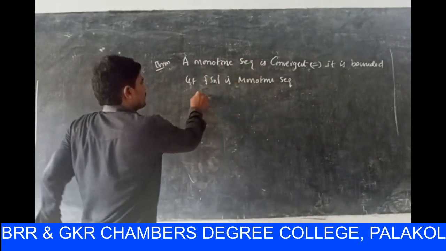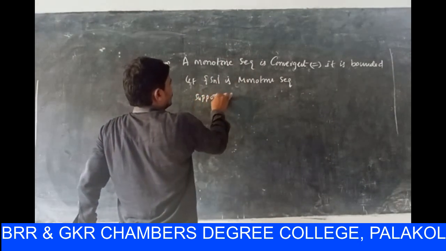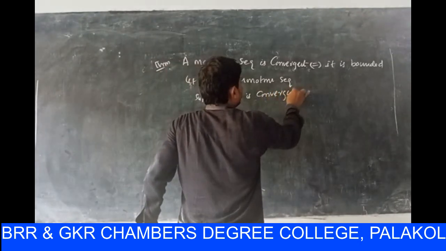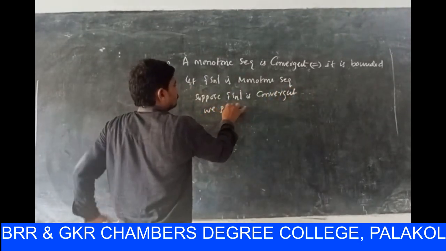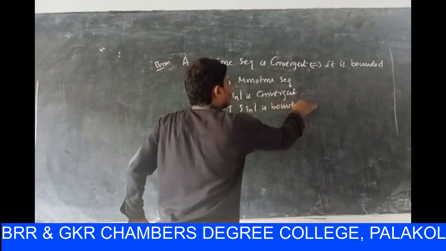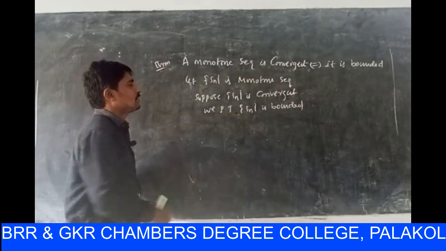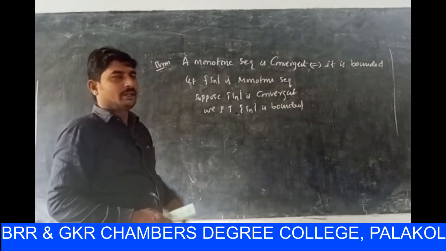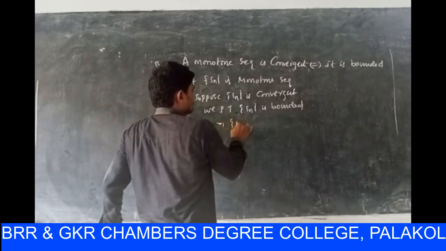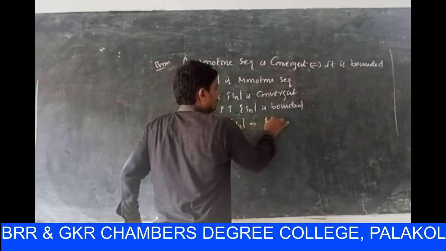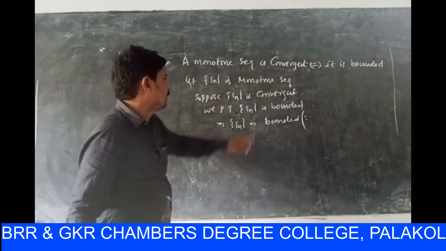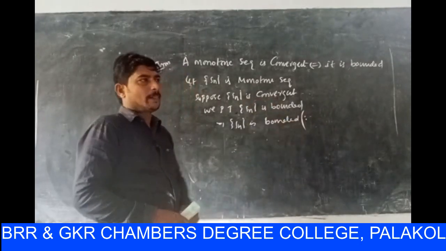I am supposing the sequence Sn is convergent. If it is convergent, we prove that the sequence Sn is bounded. Since the sequence Sn is convergent, and we know that every convergent sequence is bounded, that implies the sequence Sn is bounded. Because we can write one theorem statement here: every convergent sequence is bounded.